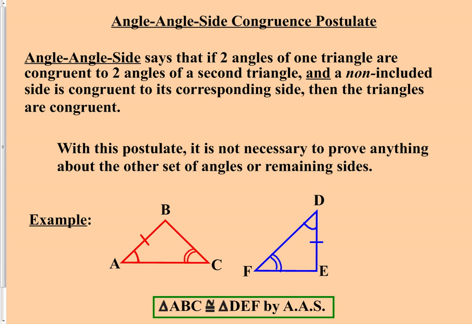Okay, so we're looking at if two angles of one triangle are congruent to two angles of a second triangle, and a non-included side, meaning it's not between the two angles, is congruent to its corresponding side, then your triangles are going to be congruent. And again, if you can prove this, then you do not need to know the third set of angles nor the other two sets of sides.